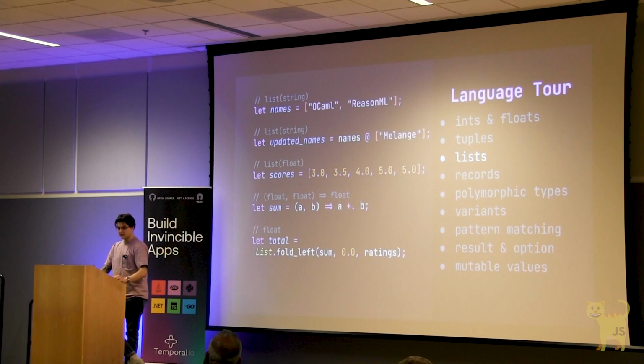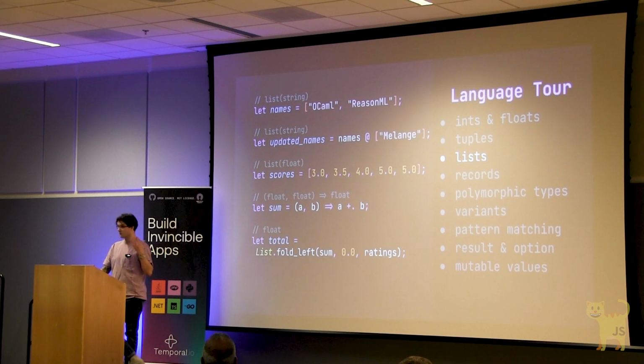So next up is lists. Lists are annotated, basically a list of the data type. It's going to feel pretty familiar to JavaScript, or TypeScript, I should say. So we can do like let names equals OCaml ReasonML. We can append to a list. We can have a list of floats.